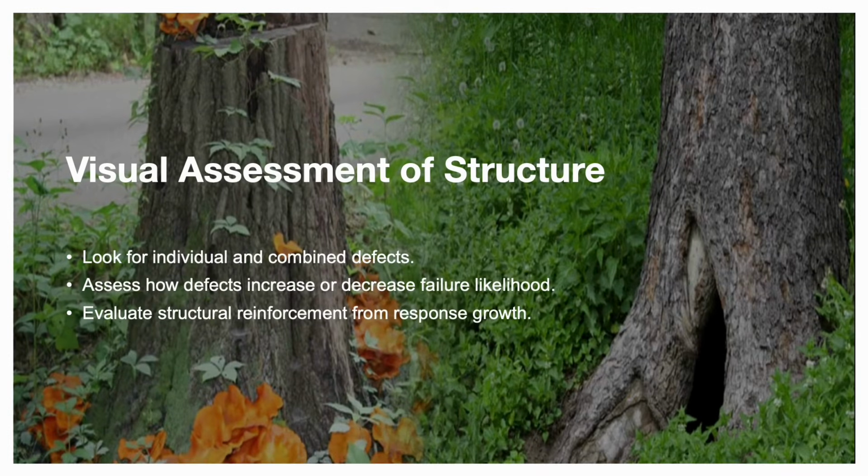And when you're performing a visual assessment, we're not just looking for defects, we're looking at how they interact. A single crack might be tolerable, but combine that with decay, lean, or load, and the risk increases. We also look for signs that the tree is trying to compensate, such as callus tissue or adaptive growth. These signs can tell us if the tree is structurally reinforcing weak points or becoming more vulnerable.